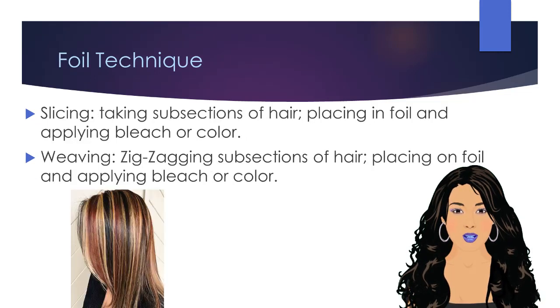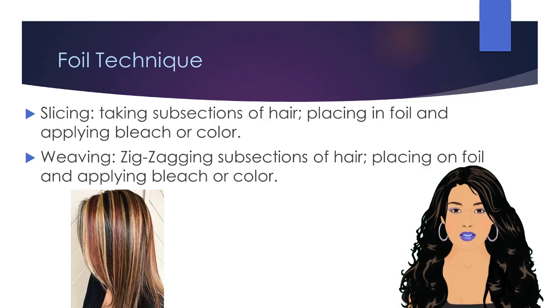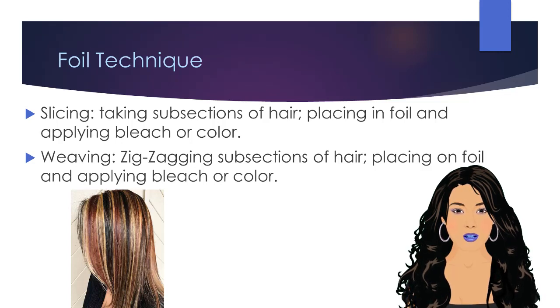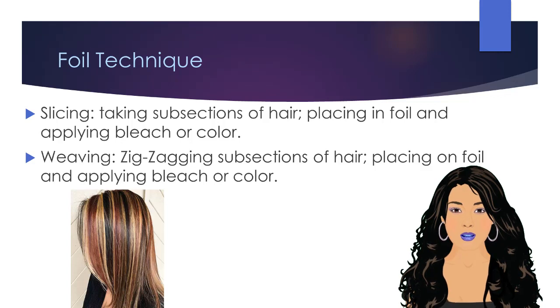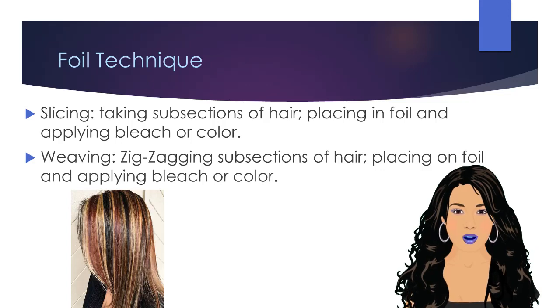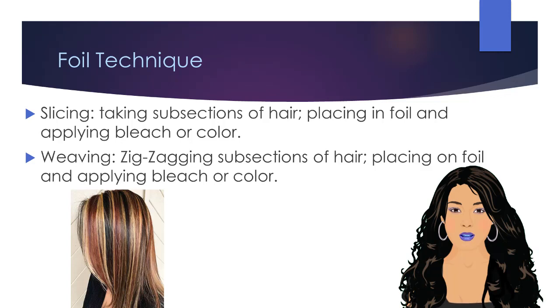Foil highlighting involves selecting strands of hair by either slicing or weaving techniques, placing the selected strands on foil or plastic wrap, applying lightener or color to the hair, and then sealing the foil during processing. The slicing technique consists of taking entire subsections of hair and placing it in the foil and applying the bleach or color. Weaving is performed by taking a zigzag subsection of hair and then placing it in the foil and applying the bleach or color.